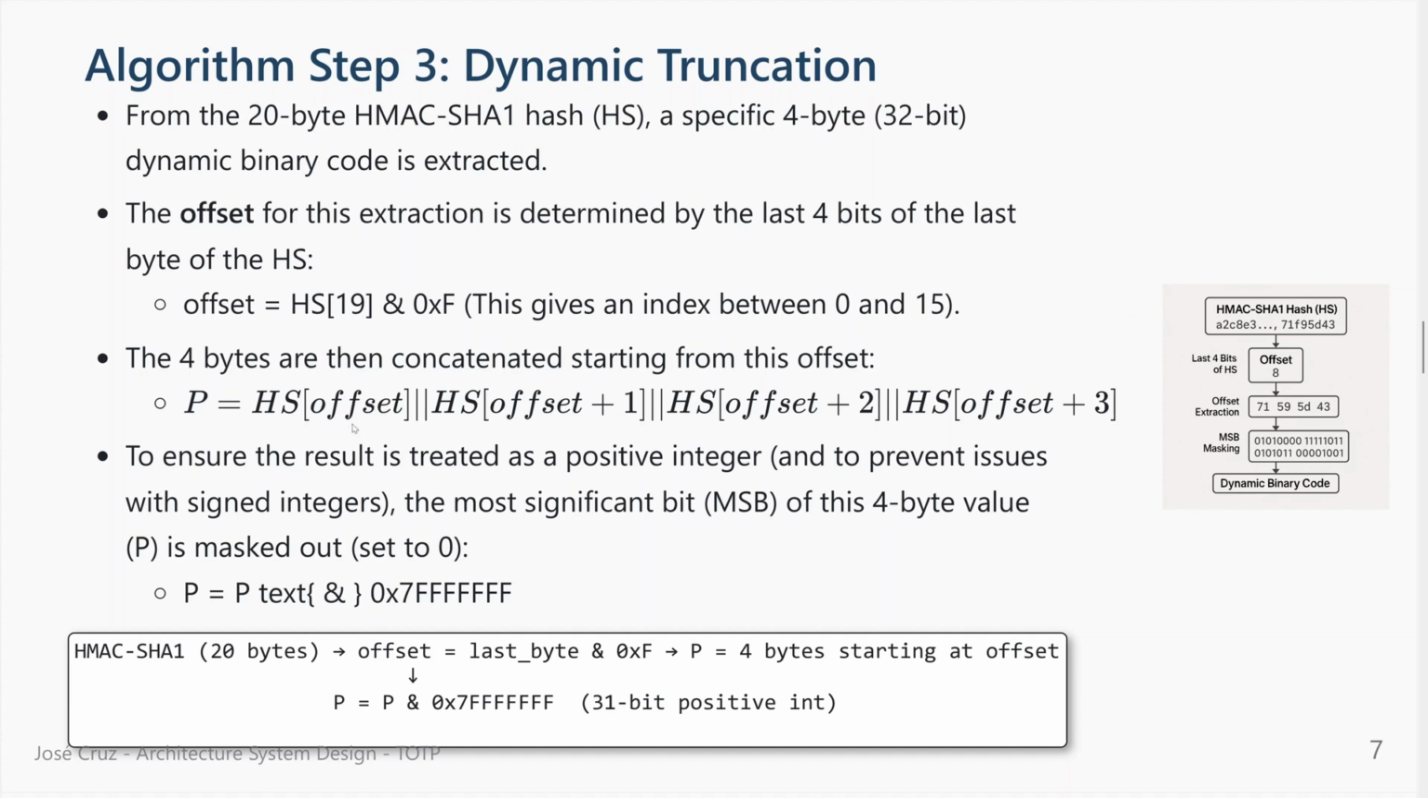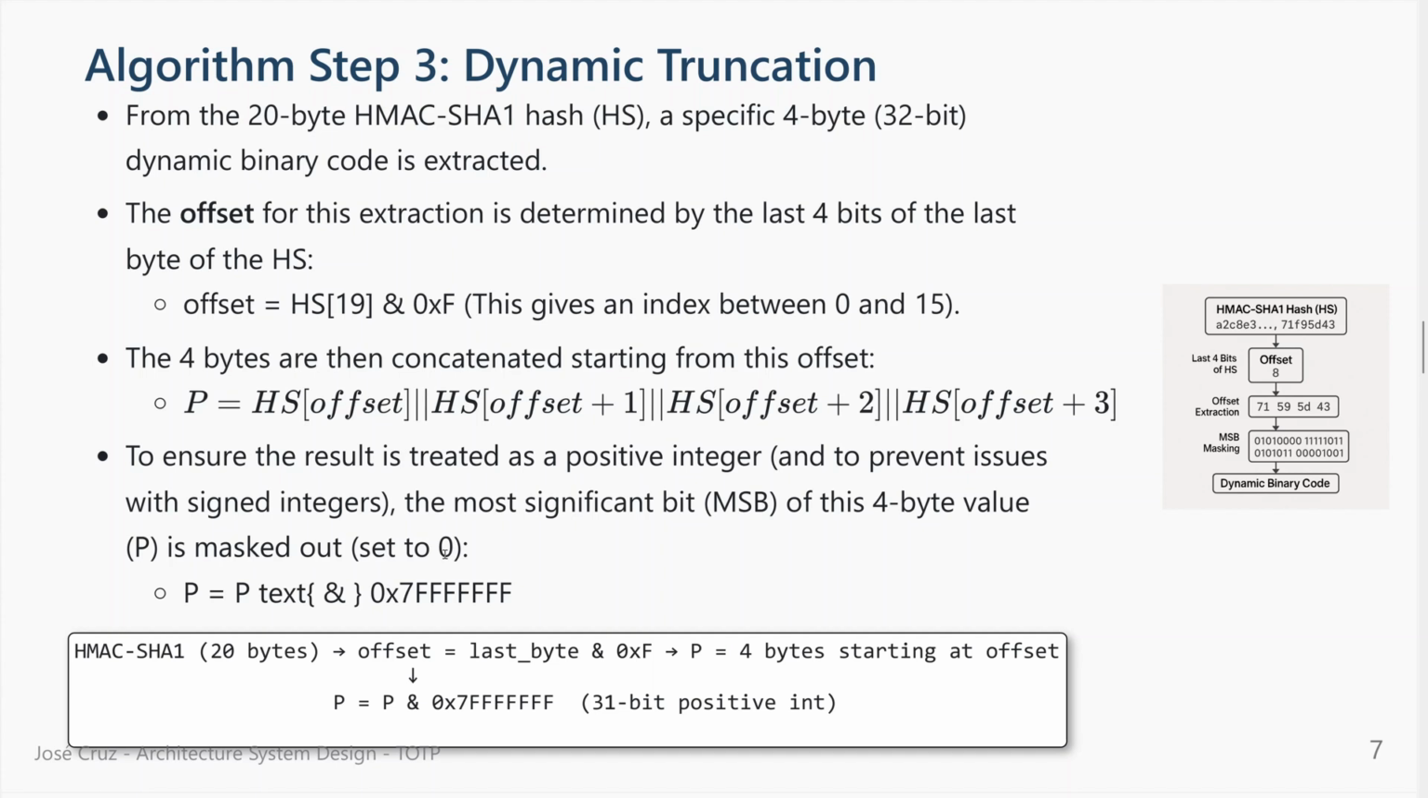Okay, so this is to make sure that the result is treated as a positive integer, and for that, because we want everything to be predictable, here we always put the first bit as 0. So remember, again, I will explain in a moment the steps, but you have this 20 byte size. You go to the last 4 bits. This will give you a number between 0 and 15. If you think for a while, they are 4 bits.